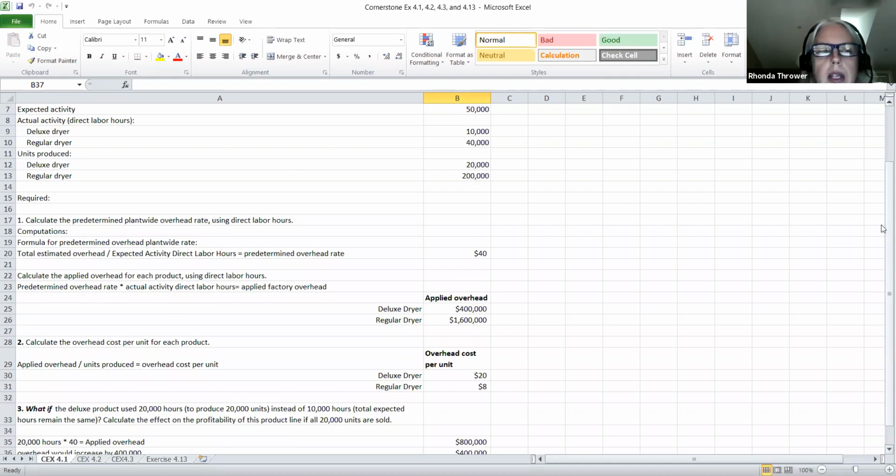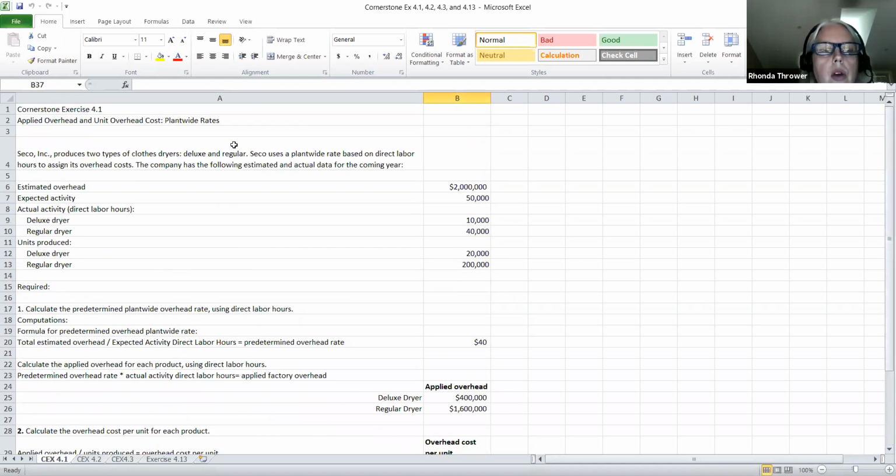What you should be seeing now is cornerstone exercise 4.1. And what we're going to be learning how to do today is how to apply overhead and unit cost using what we call plant-wide rates. This is really something that we have gone over before in ACC 121. So this problem shouldn't be too much of a problem for you.